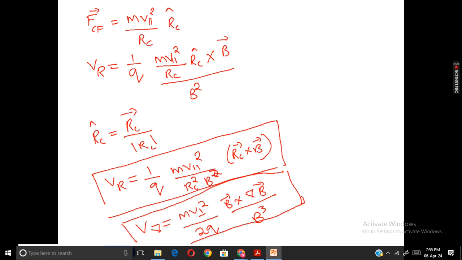So this is the gradient drift velocity and this is the curvature drift velocity. When we are considering a particle in the presence of an inhomogeneous magnetic field, the total drift velocity of the particle is basically the sum of the drift velocity due to the gradient plus the drift velocity due to the curvature effect.